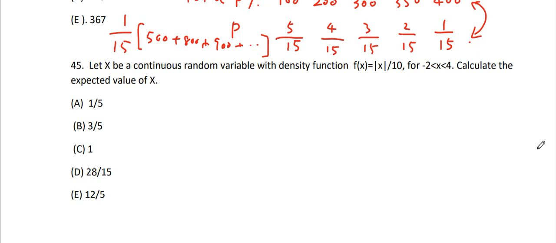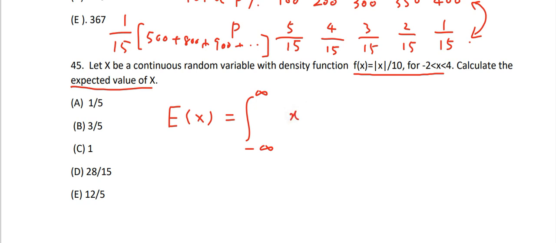So problem 45, this is a continuous distribution. So what we want to find is the expected value. So expected value equals this, right? We use the formula, the integral from negative infinity to positive infinity of x f(x) dx. In here x is just from -2 to 4, but in the density function we have an absolute value. So we just split this into two parts.